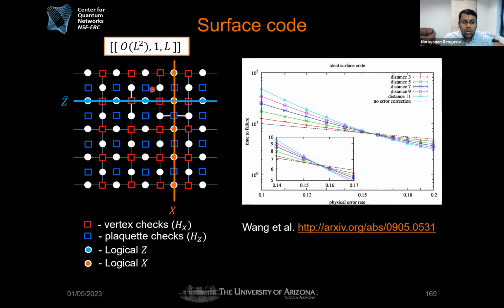So for example, let's do one here. If you take this particular blue check, what it says is Z on this qubit, this qubit, this qubit, and this qubit. So this is a weight 4 Z operator that should stabilize the state. If you measure Z, Z, Z, Z, you should get +1. Similarly, for all of the blue squares, if you measure Z, Z, Z, Z on the 4 neighboring qubits, you should get +1 simultaneously.